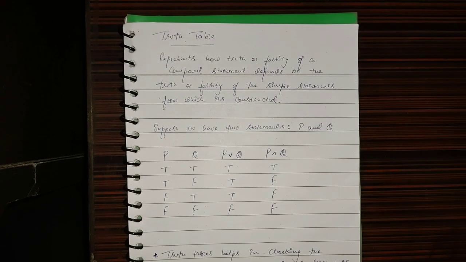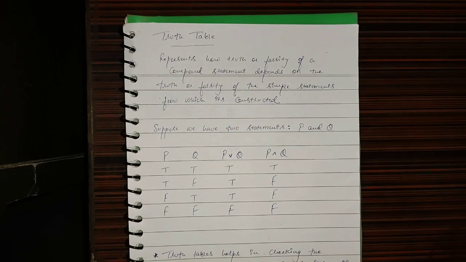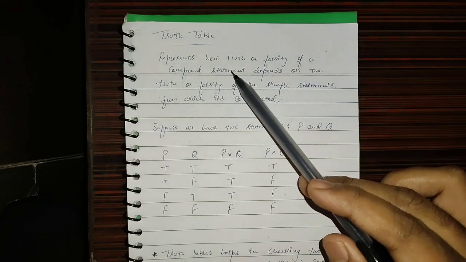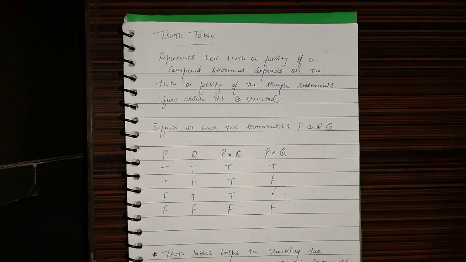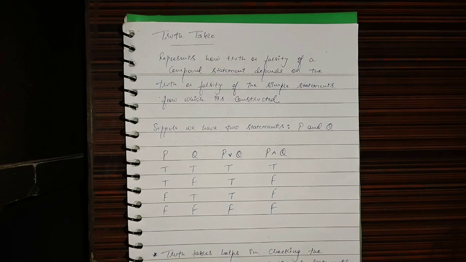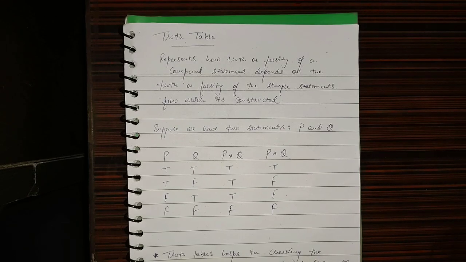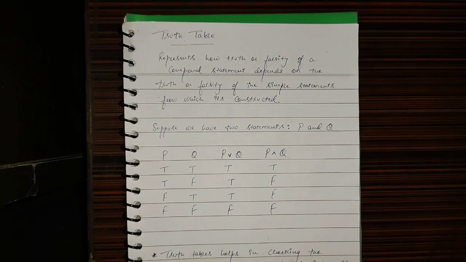A truth table is a tool that helps you analyze whether statements or arguments are logically true or not. Truth tables represent how the truth or falsity of a compound statement depends on the truth or falsity of the simple statements from which it is constructed. The definition is very self-explanatory: the compound statement's truth or falsity depends upon the simple statements that we took and used to create the compound statement.